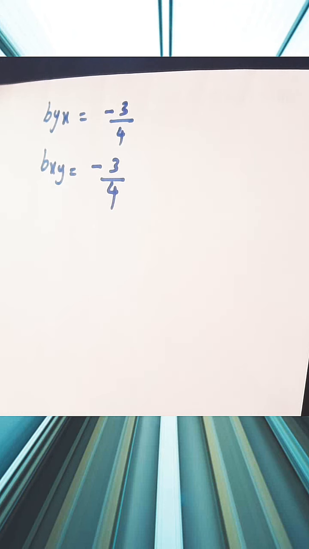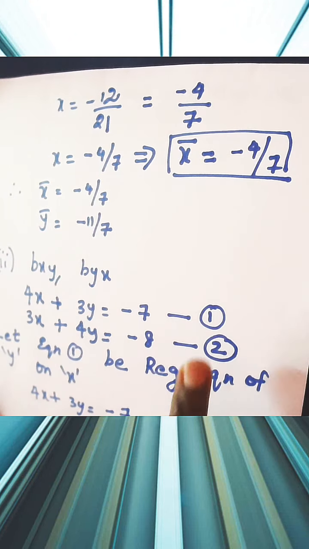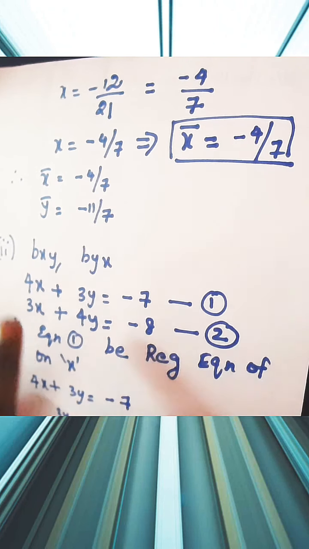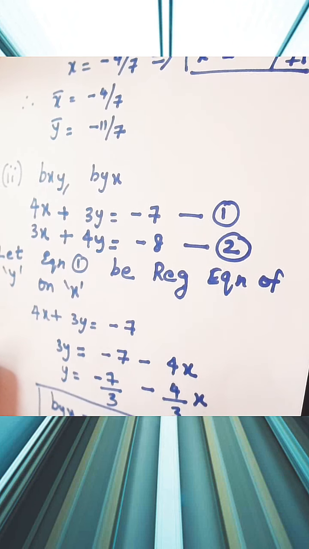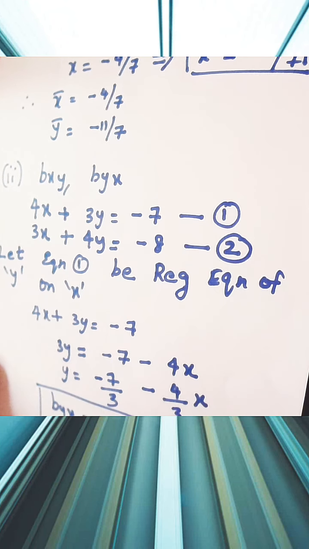Quickly, I'll go through the second point. What we did, we have taken the two equations here. Our aim is to find bxy and byx. For that, we assume equation 1 to be the regression equation of y on x.